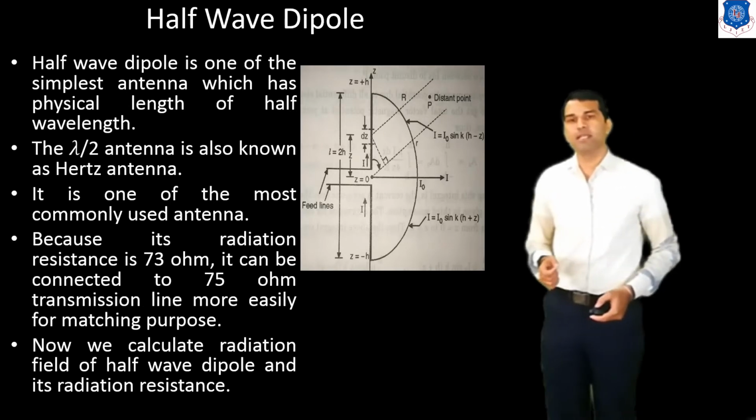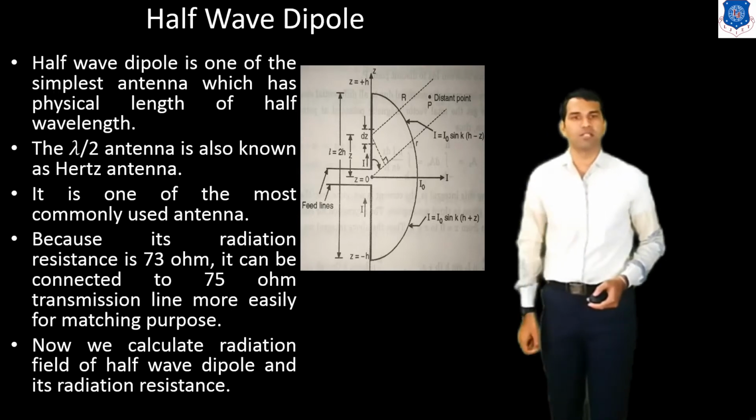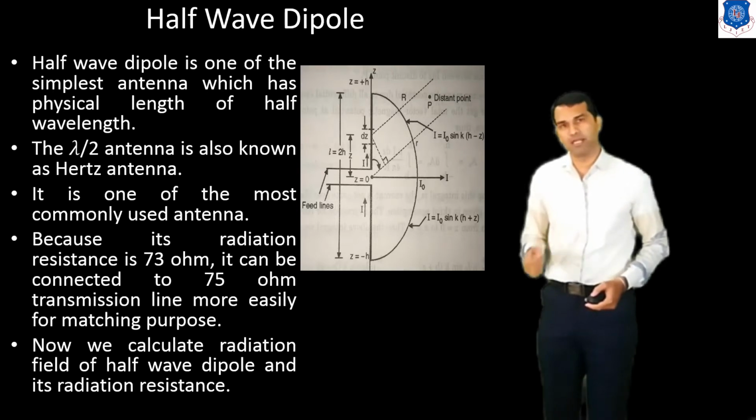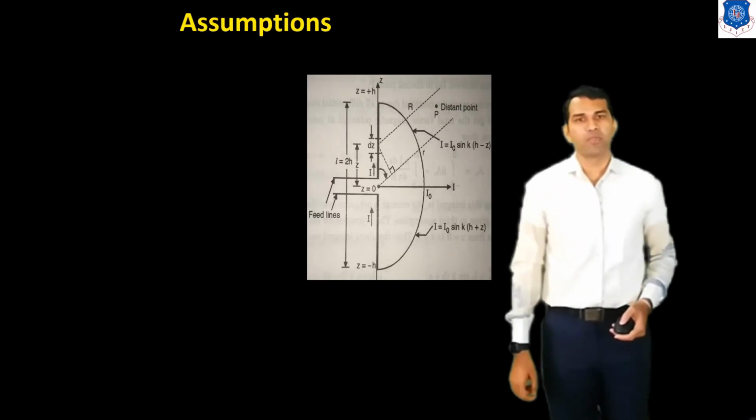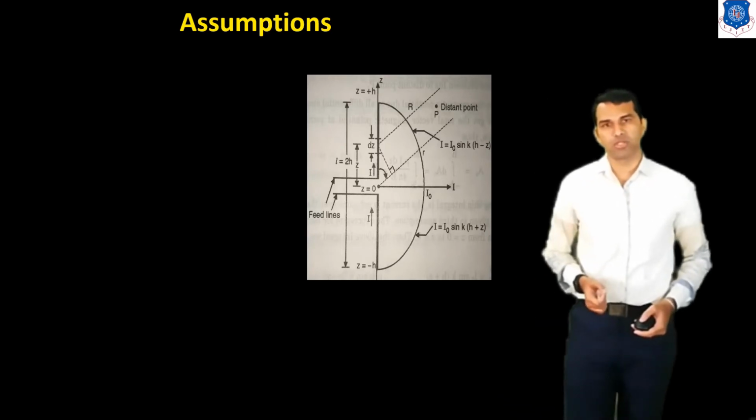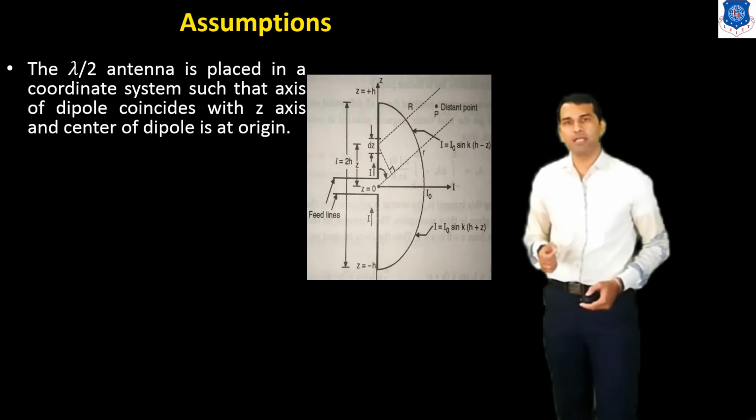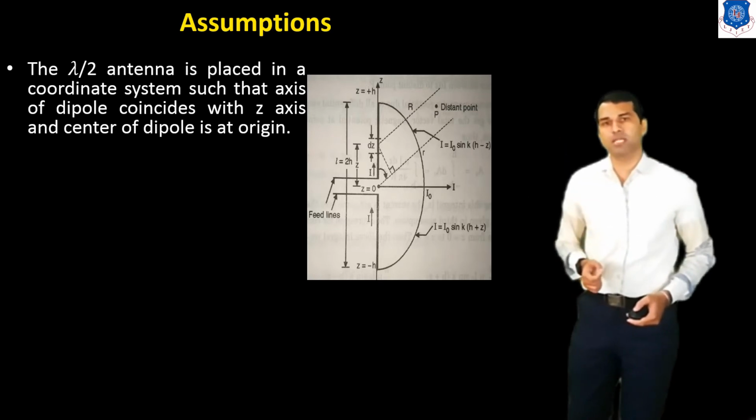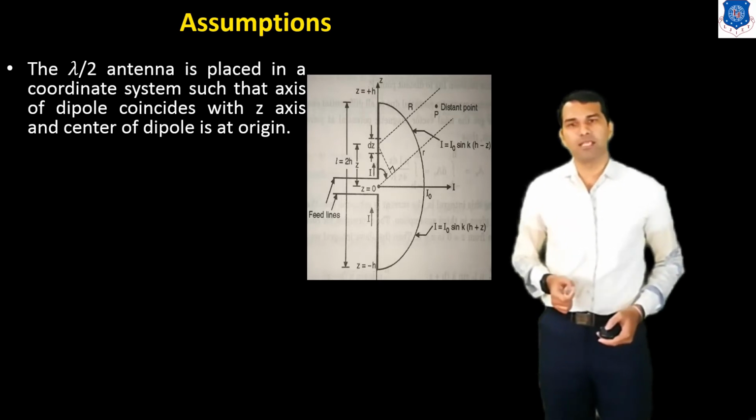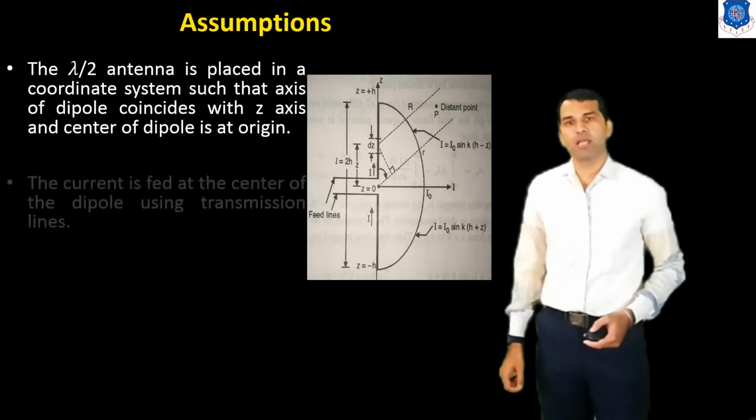Now we calculate the radiation field of the half wave dipole and its radiation resistance. So now we start the analysis of the half wave dipole antenna. Before we start the analysis, we take some assumptions. The first assumption is that the lambda by 2 antenna is placed in a coordinate system such that the axis of the dipole coincides with the z axis and the center of the dipole is at the origin.